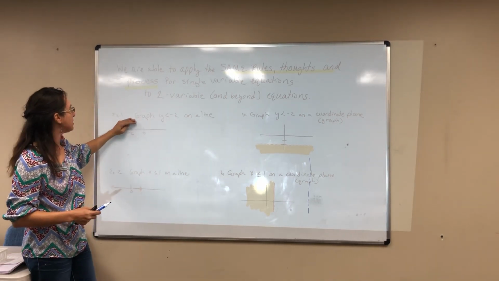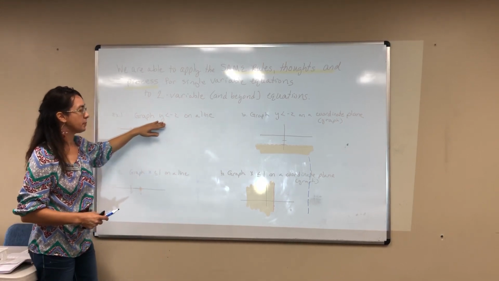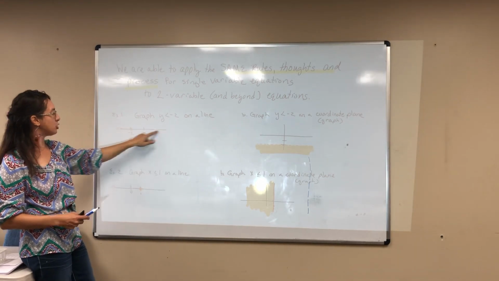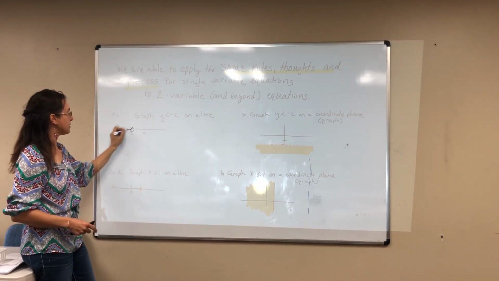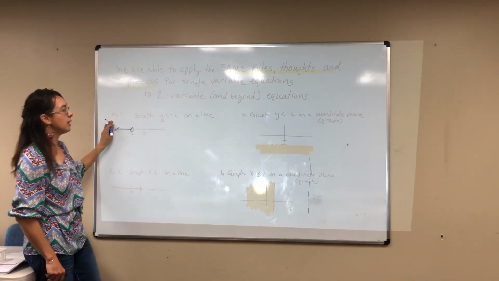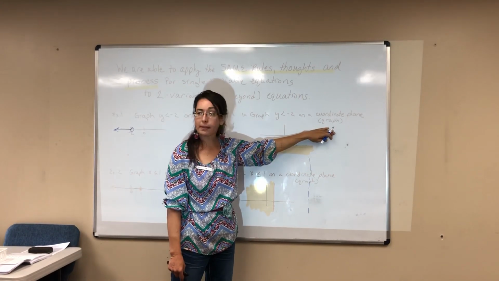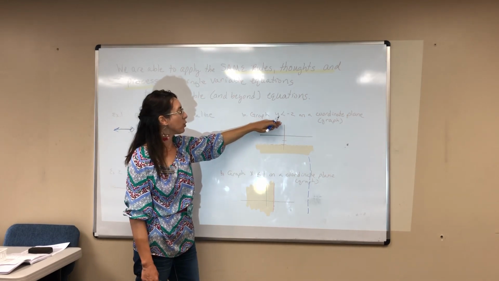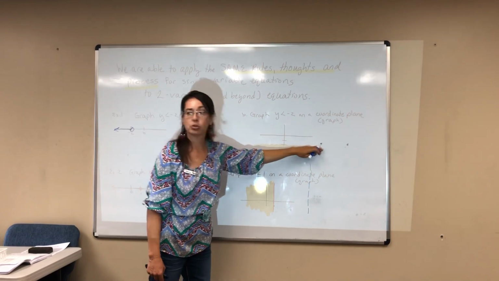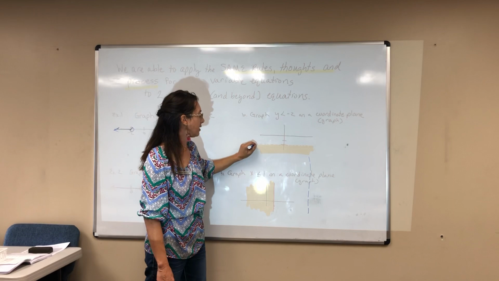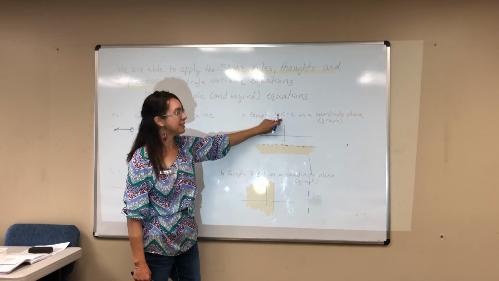So let's look at this example. Graph y is less than -2 on a line. If I graphed it on a line, I would just put my line, circle -2, and I would go less than it, correct? We're going to go that way. Now, if I say graph y is less than -2 on a coordinate plane, I'm going to now graph the line y is equal to -2. So there's my horizontal line, correct? Yes. But it's not going to be filled in because it doesn't have the equal sign.